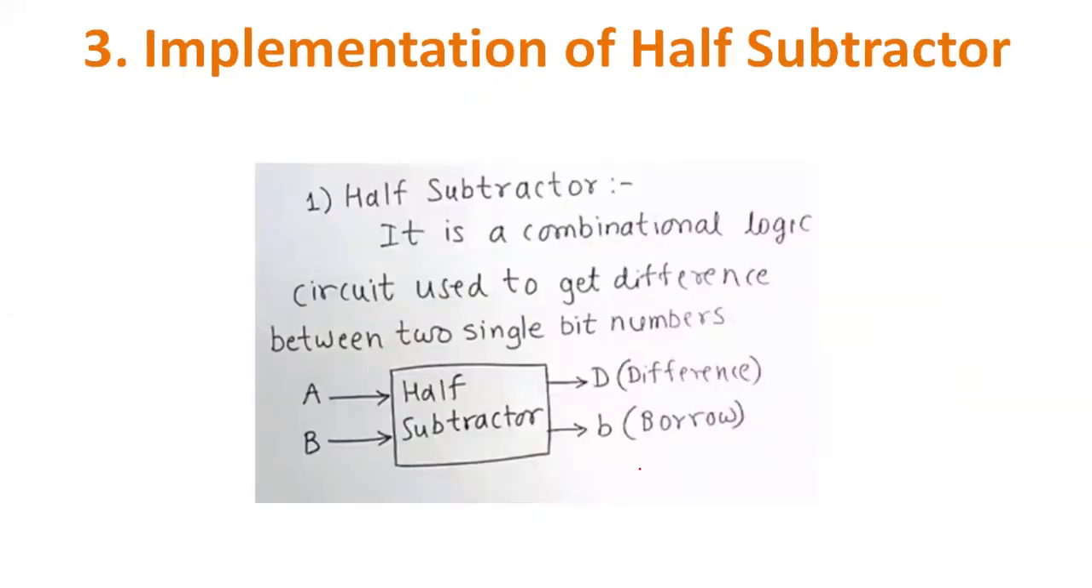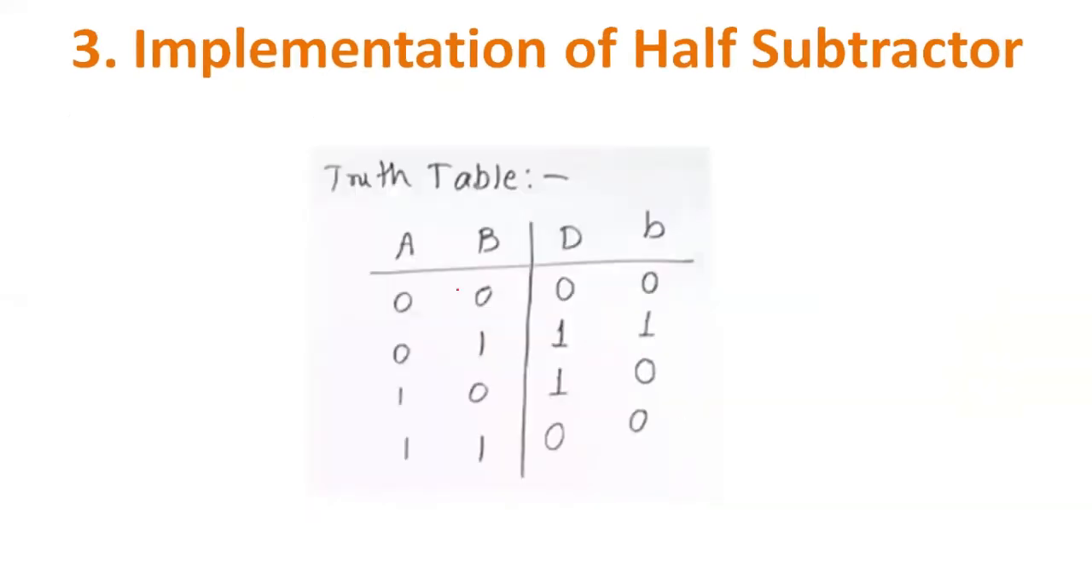So half subtractor. The logic symbol has A and B as the inputs, and the outputs are difference and borrow. So the subtractor has difference and borrow as the outputs. Now let us see the truth table of half subtractor. The truth table consists of A and B as the inputs, and D and B as the outputs. We have to perform A minus B, and here we will get the difference and borrow.